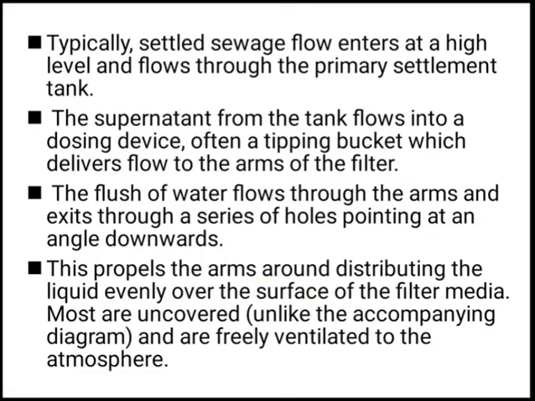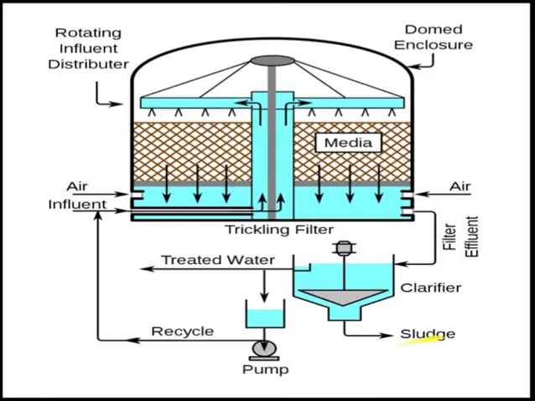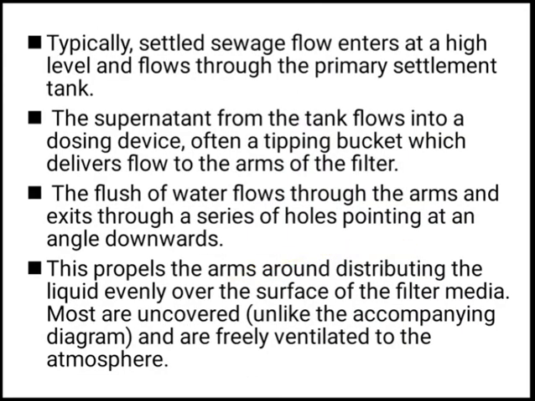Typically settled sewage flow enters at a high level and flows through the primary settlement tank. The supernatant from the tank flows into a dosing device, often a tipping bucket, which delivers flow to the arms of the filter. Simply, sludge will be collected from here, and from the clarifier the supernatant liquid is transferred to the next filter. And the flush of water flows through the arms and exits through a series of holes pointing at an angle towards the downward direction.